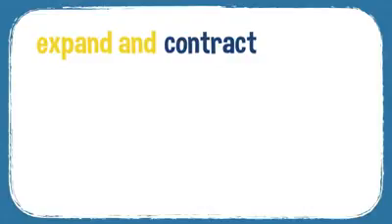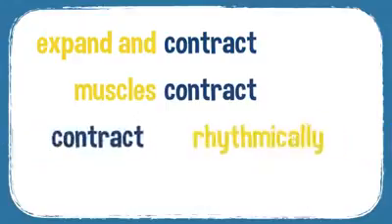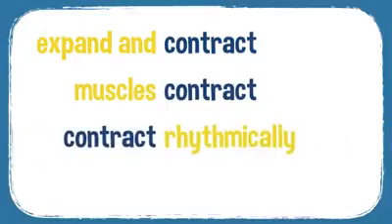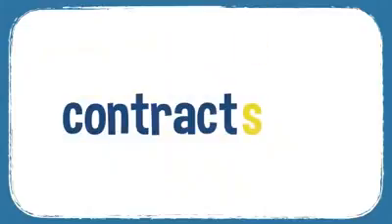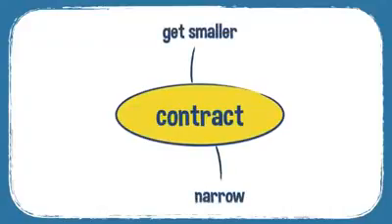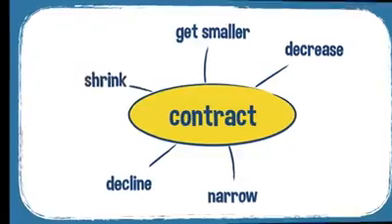So we talk about things that can expand and contract a lot. Muscles contract, like the heart. You contract rhythmically. The heart contracts rhythmically. Contract rapidly. Some forms here: contracts, contracting, contracted. Contraction is the noun. And some synonyms for contract: get smaller, narrow, decrease, decline, shrink.